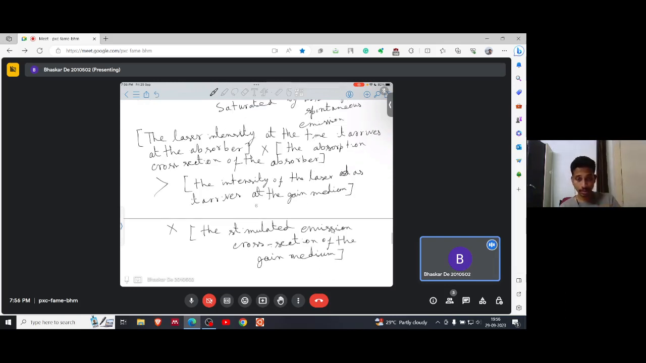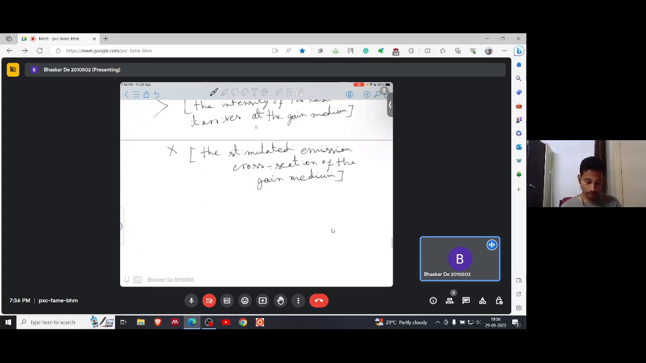So this is the criteria for a good saturable absorber, that is the laser intensity at the time it arrives at the absorber. So intensity at the absorber multiplied with the absorption cross section of the absorber is greater than the intensity of the laser arriving at the gain medium multiplied by the stimulated emission cross section of the gain medium.